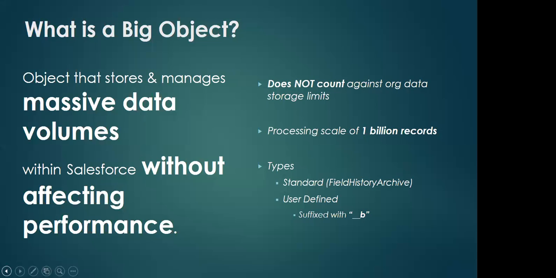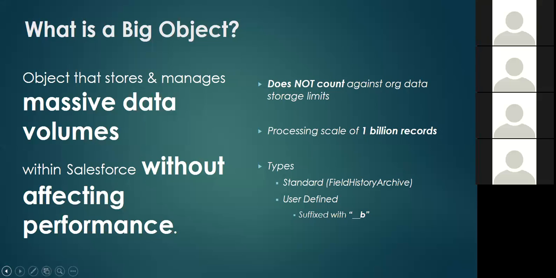I'm not sure if everybody has heard of this tool. There is a tool offered by Salesforce called Field Audit Trail, and Field Audit Trail within itself uses an object called Field History Archive to store all the auditing information. So Field Audit Trail is nothing but an auditing tool, and it captures the data changes within the Salesforce fields. And it uses Field History Archive, which is nothing but a big object.